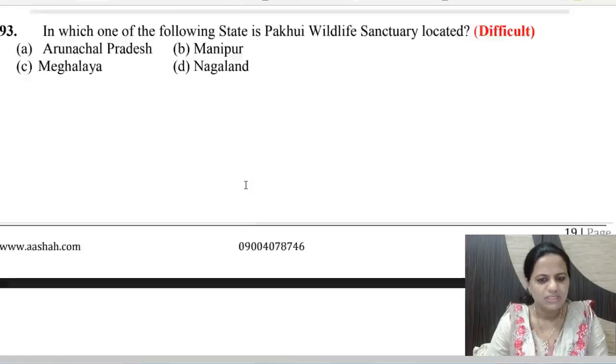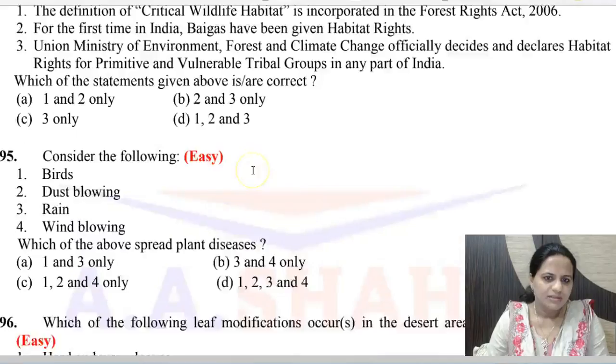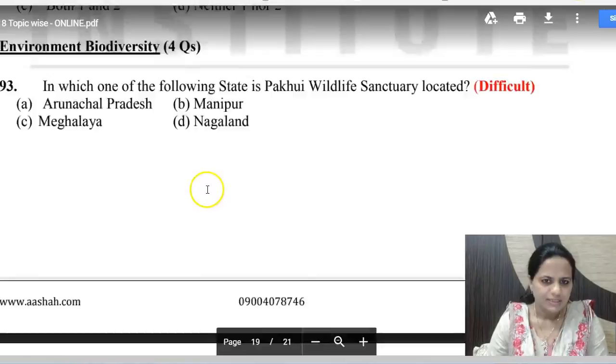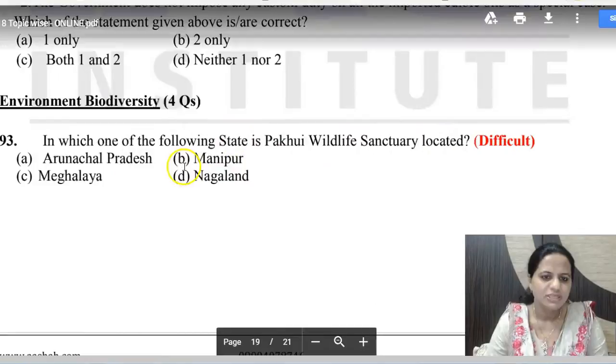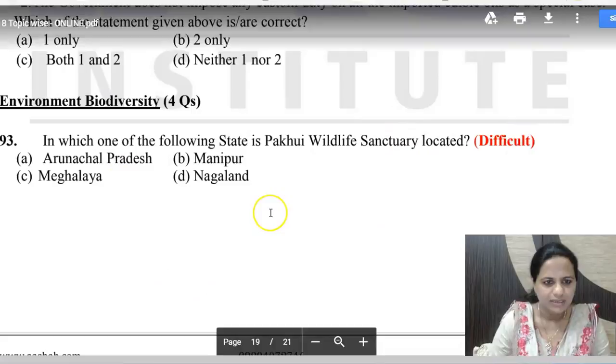There are 4 questions, out of which 1 is difficult. Other 3 are quite easy. The first one is actually a factual question. Pakhoi Wildlife Sanctuary, where is it located? The correct answer is Arunachal Pradesh, but either you may know about it or it will come under the difficult category, at least according to my analysis.